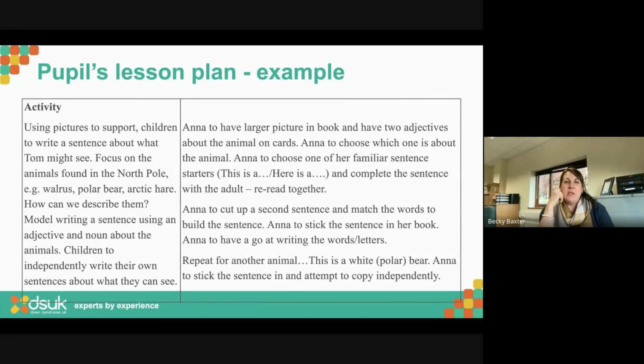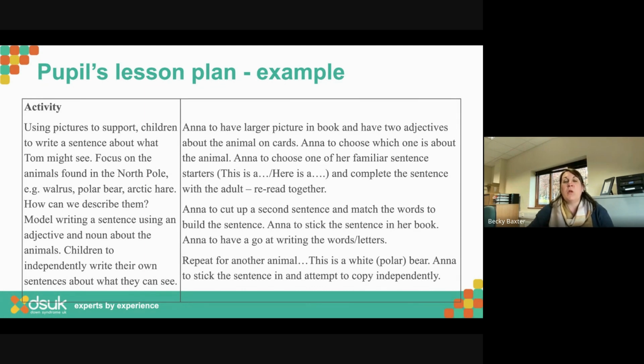Off to the activity, using pictures to support children to write sentences about what Tom might see, focus on animals in the North Pole. For our student, Anna to have larger pictures in the book. So I've got some resources at their appropriate size. She's got 2 adjectives about the animals on the cards. Anna to choose which one is about the animal. So I might have, let's say we're doing polar bear. We might have, is it white or is it orange? Which one? Great.